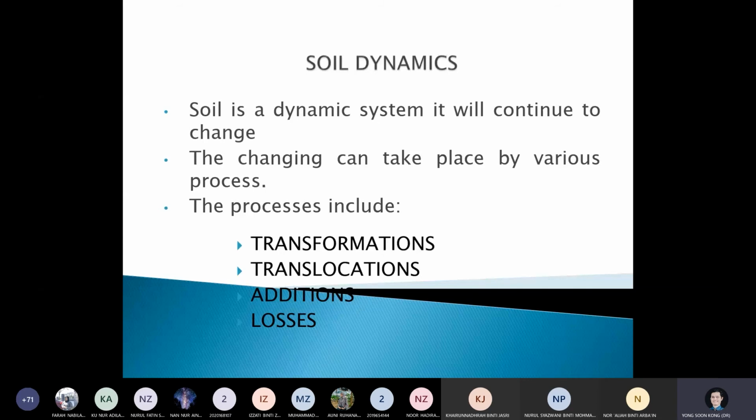And how they move, there are four. Well, actually, there are more, but we're going to explain these four first. The first one is transformation, next one is translocation, third one is addition, and the fourth one is losses.